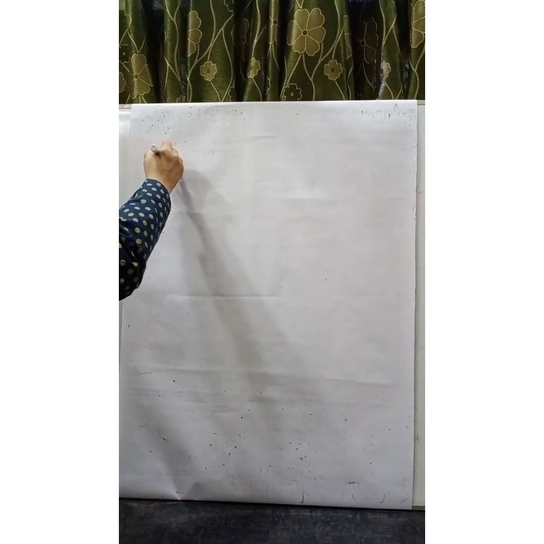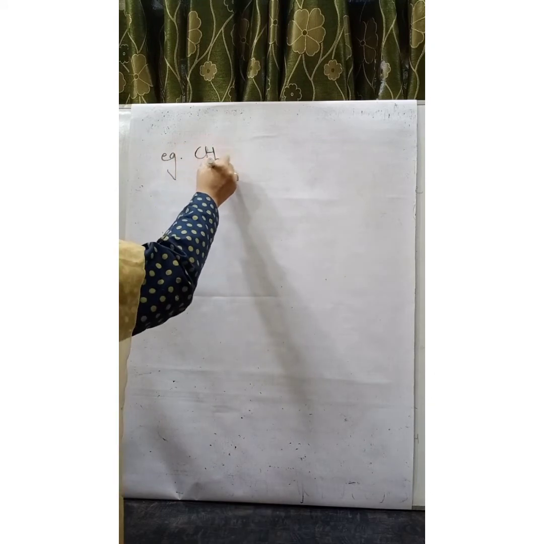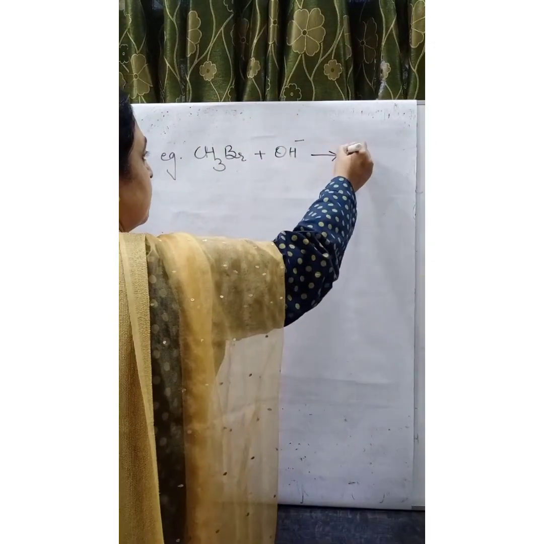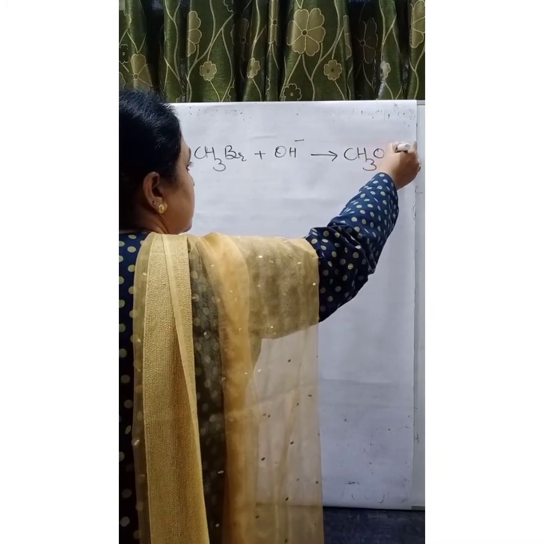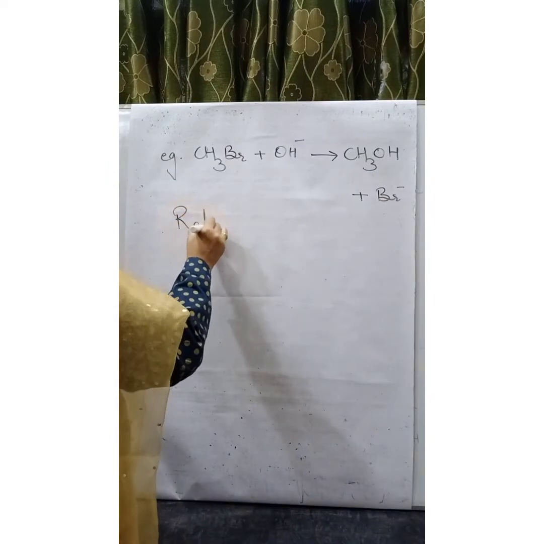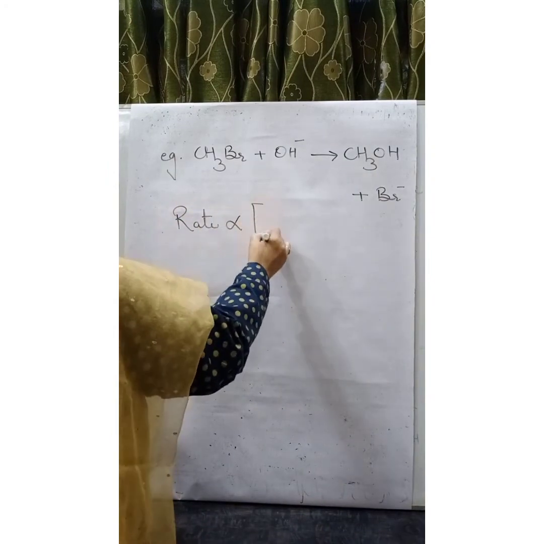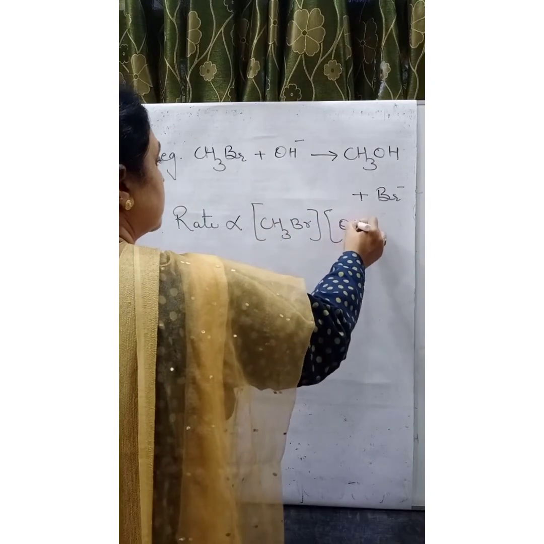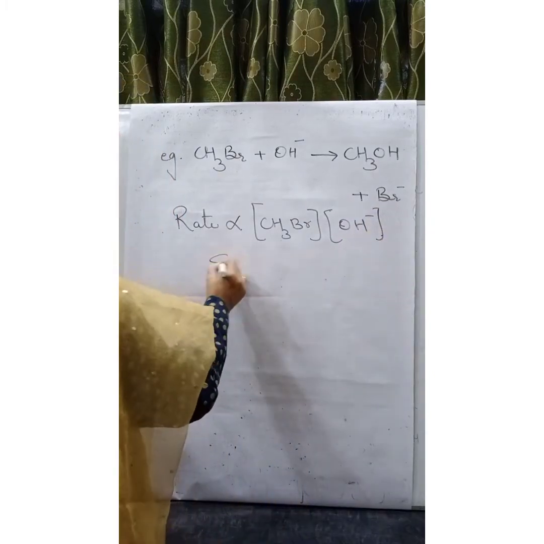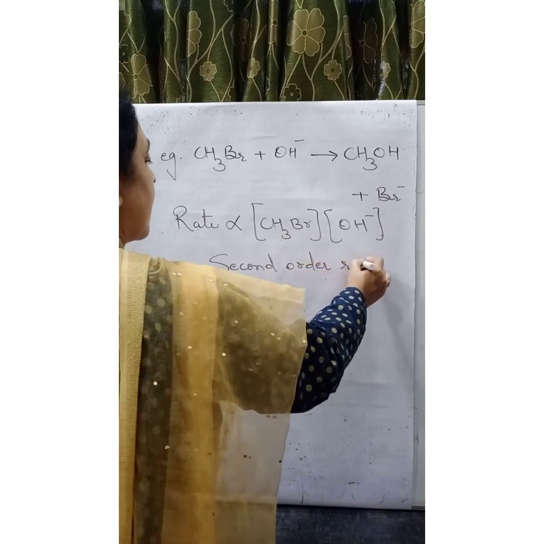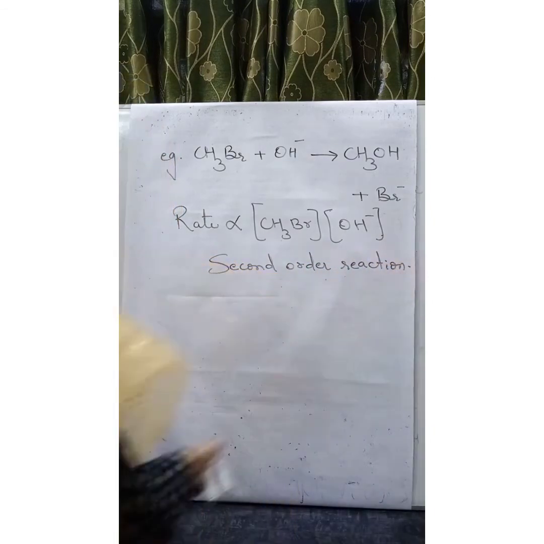For example, CH3Br is our haloalkane which is attacked by a nucleophile OH minus. So it results in the formation of CH3OH and Br minus. If we write the rate of reaction, rate is proportional to the concentration of CH3Br and the concentration of OH minus. Hence we can say that it is a second order reaction and this reaction takes place in a single step.